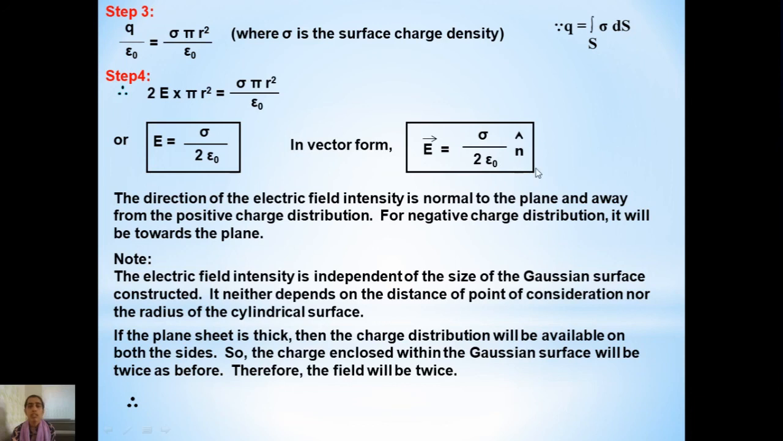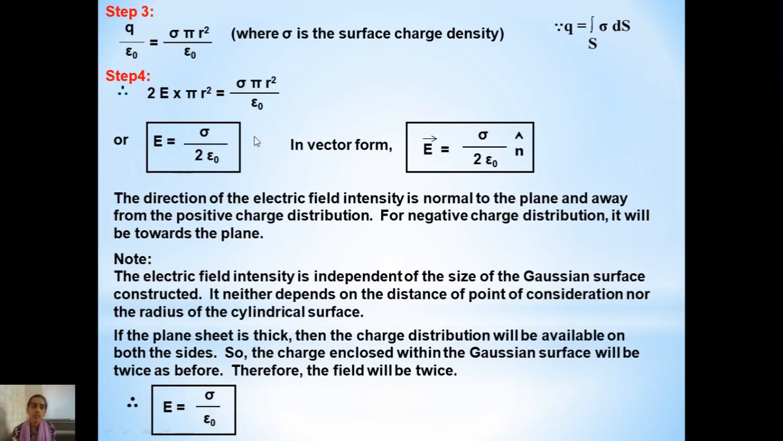Okay. And one more thing you should remember is, if instead of using a thin sheet, you assume it as a thick sheet, then what happens? It will get two surfaces. For a thick sheet, the charges will be on both the surfaces, one front and one back. Since charges accumulate on two surfaces, the number of charges enclosed inside the Gaussian surface becomes double. So if the charges double, what happens to the electric field intensity? If the surface charge density is doubled, then the electric field intensity will also get doubled, right?